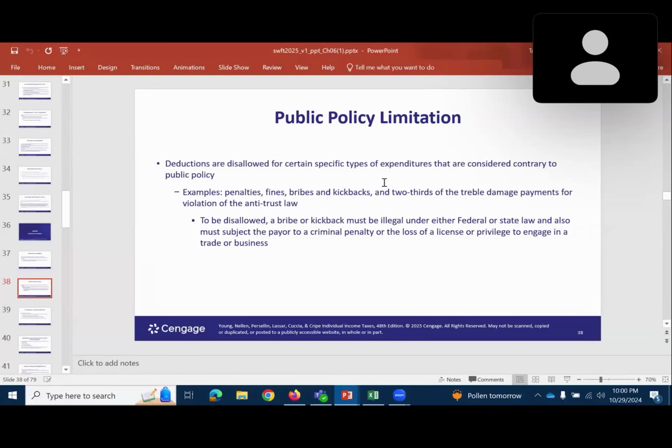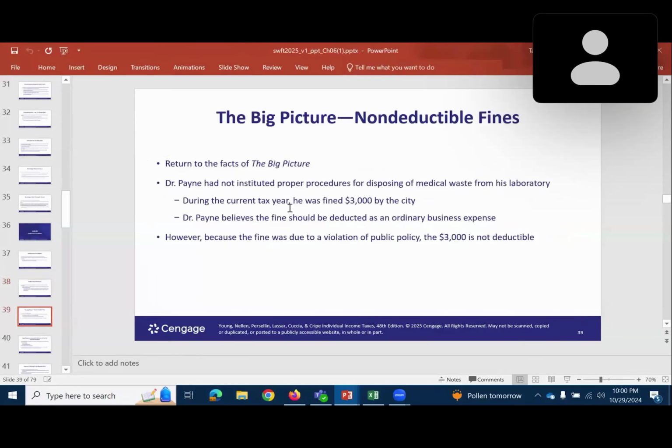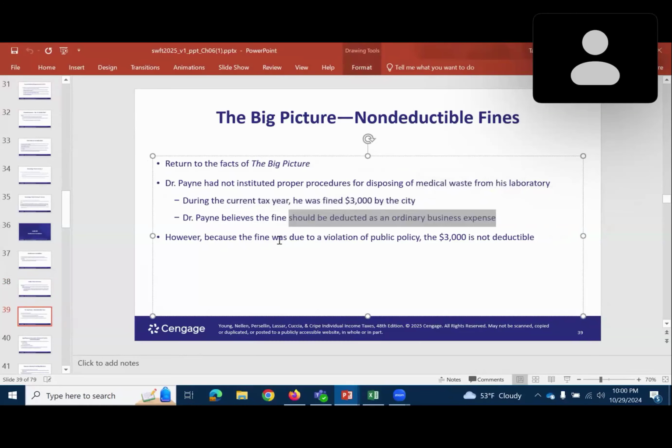Deductions for certain specific expenditures are against public policy. If you have a penalty or a fine or a bribe or a kickback, those are disallowed because you're breaking public policy or laws. They're not going to give you a deduction for breaking the law, so they're not deductible. So in the big picture, Dr. Payne had not instituted proper procedure for disposing of medical waste. He then got fined $3,000 by the city. He believes that fine should be deducted as an ordinary expense. Due to public policy violation, the $3,000 is not deductible.